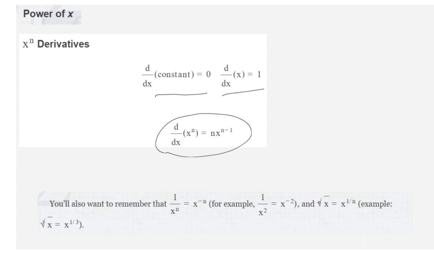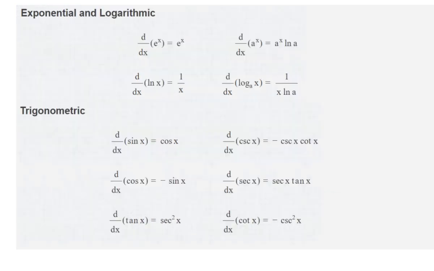You will also want to remember that 1 by x raised to n is equal to x raised to minus n. For example, 1 by x square is equal to x raised to minus 2, and nth root of x can be written as x raised to 1 by n. For example, cube root of x is equal to x raised to 1 by 3.